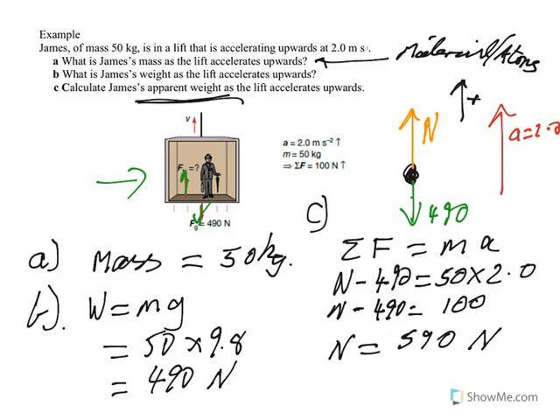So his apparent weight, James appears or feels like his weight is greater than it was before, 590 newton. So yeah, if you've ever noticed at the ground floor when the lift takes off, your knees kind of buckle a little bit. There you go, that's why. Alright. So the next bit, again, I'll go back to the gravitational field.